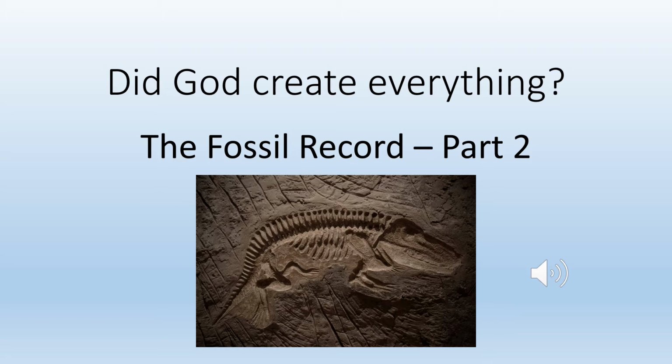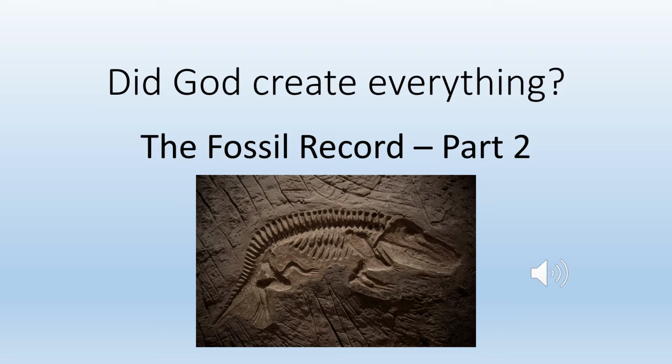In the first talk on the fossil record, we basically found that the fossil record doesn't support the idea that life has gradually evolved and that species and organisms have gradually become more complicated and more complex as time progresses. If it was true, we'd see simple fossils turning into more complex fossils. But that's not what the fossil record shows.